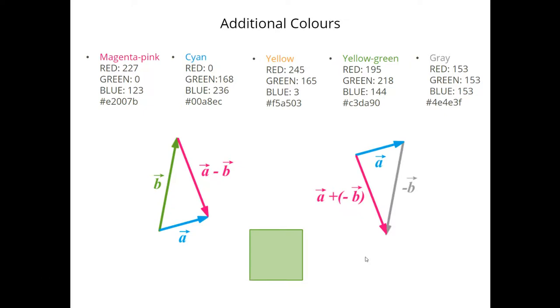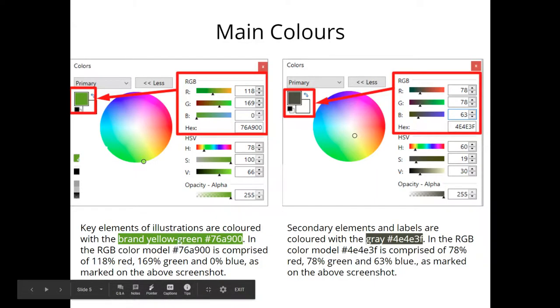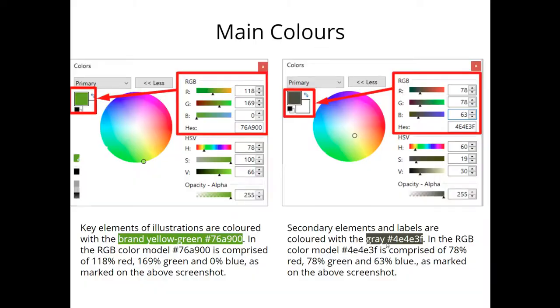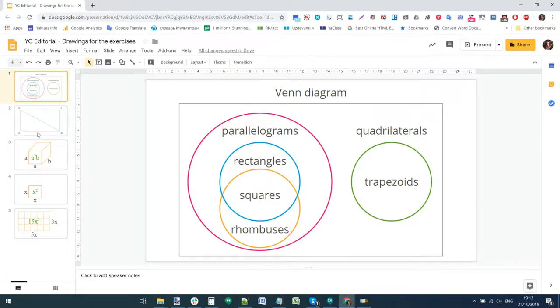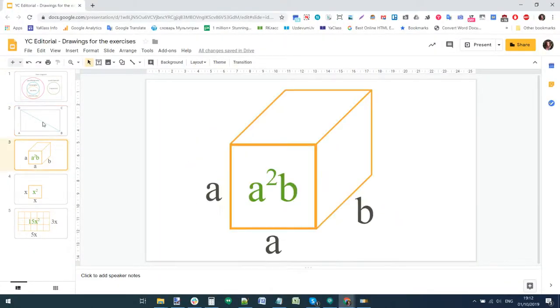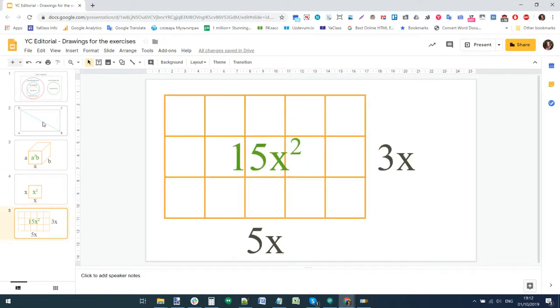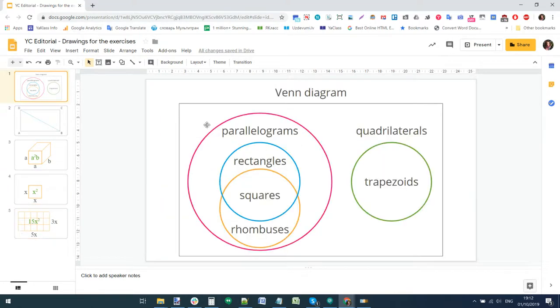If you want to write some text, also use the main colors, either the yellow green, this one, or this dark gray. But again, if you need some secondary colors, then of course you can use these. Here you can see some of the drawings which I've been creating using the standard colors. Like here I needed a lot of them, so I used them.